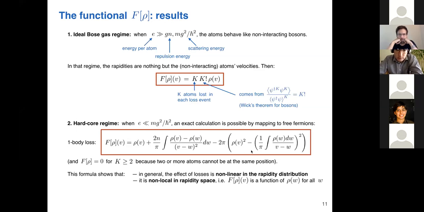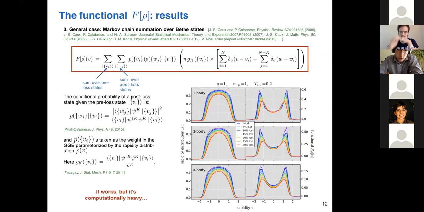So the formula is what it is, but what I want to emphasize is that it is both nonlinear in the rapidity distribution, because you see there's some rho squared here, and it's also non-local in rapidity space, meaning that the functional f at rapidity v depends on the distribution rho of w for any w, not just for w close to v. So it's a complicated object in general. That's what it means. All right, and away from these asymptotic non-interacting regimes, one has to rely on numerics.